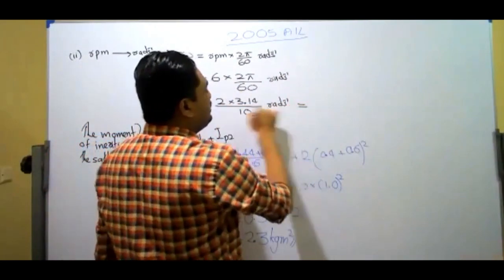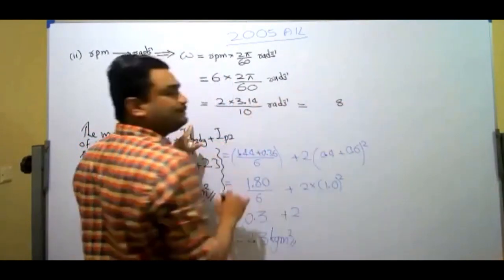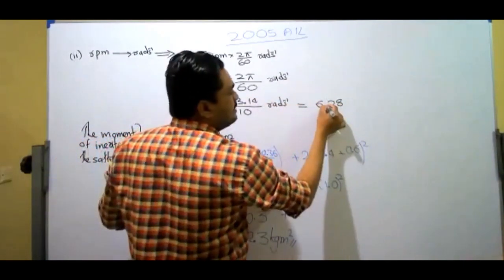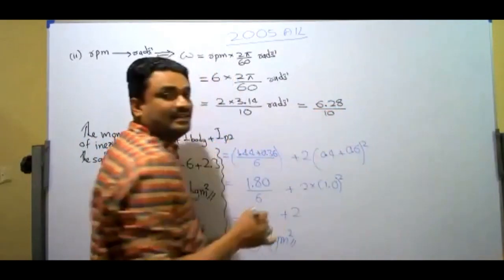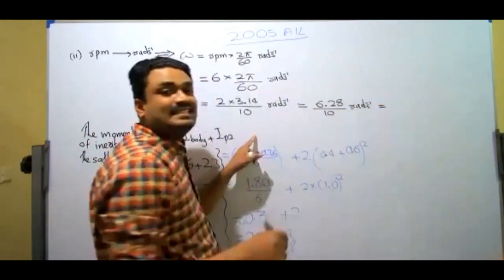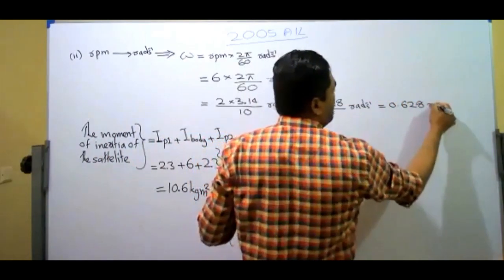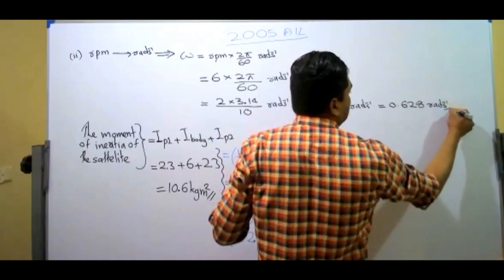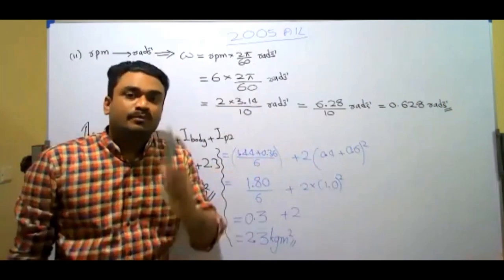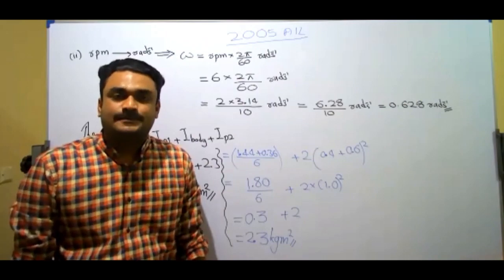If I multiply 3.14 by 2, I will get 2 times 4 is 8, 2 times 1 is 2, 2 times 3 is 6. 6.28 divided by 10. If you divide this by 10, another decimal place is added. So finally, angular velocity will be 0.628 radian per second. This is the first thing that you want to do, because to calculate angular kinetic energy, the velocity should be in radian per second.